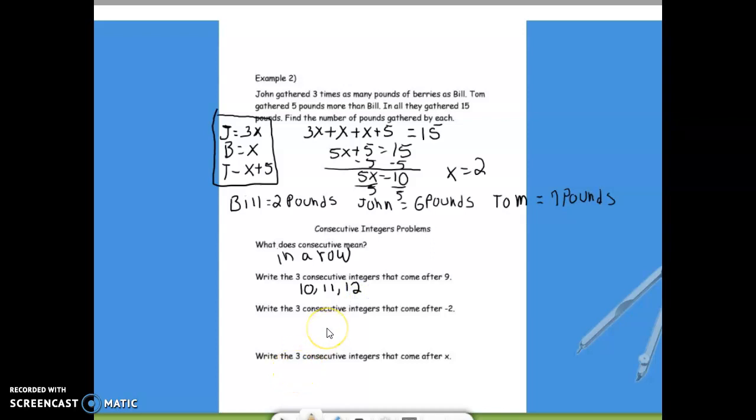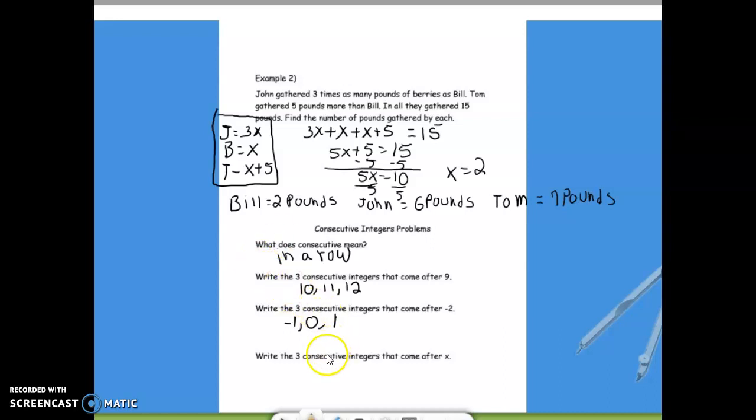Now we're looking at 3 consecutive integers that come after -2. All right, be careful with this one. So after -2 would be what? -1, 0, and then 1, right? Remember, we're dealing with a number line.